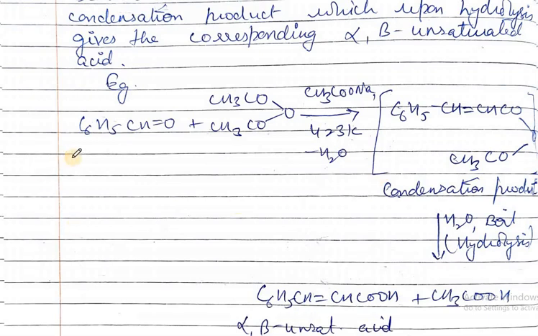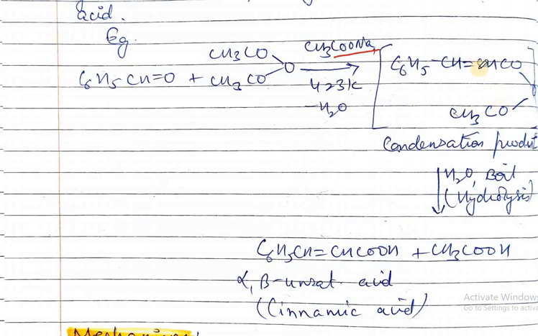That is, this is an aromatic aldehyde. It reacts with the anhydride of an aliphatic acid, CH3COOH. That is, acetic acid is aliphatic and its corresponding anhydride is acetic anhydride. Acetic anhydride reacts with aromatic aldehyde in the presence of the salt of the acid, again the aliphatic salt of this acid, and gives this condensation product.